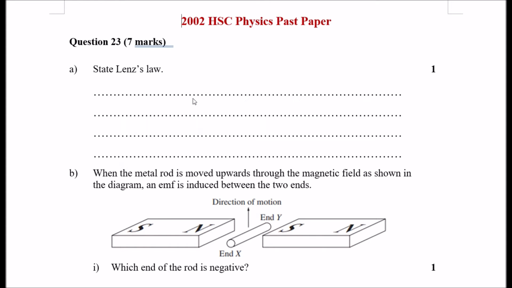Lenz's law effectively states if you have an induced EMF, it will induce a current that produces a magnetic field to oppose the original change that made the induced EMF. So there's a couple of stages to that, so I'll write that down.